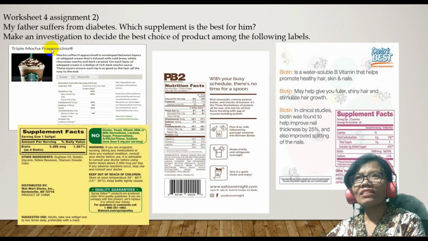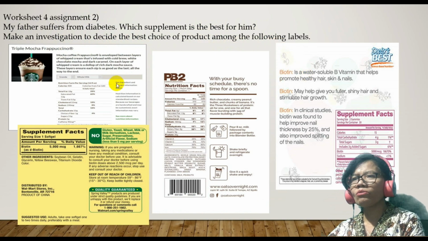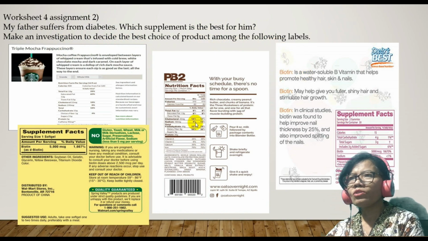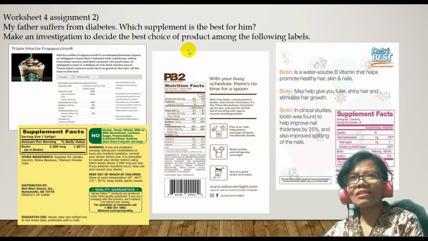Okay, and assignment number 2, this is problem solving. So for example, my father suffers from diabetes. Which supplement is best for him? Make an investigation to decide the best choice of product among the following labels, 1, 2, 3, 4 labels. Choose the correct product and describe the reasons with the supporting ideas from the labels. Okay, so there are 2 assignments.